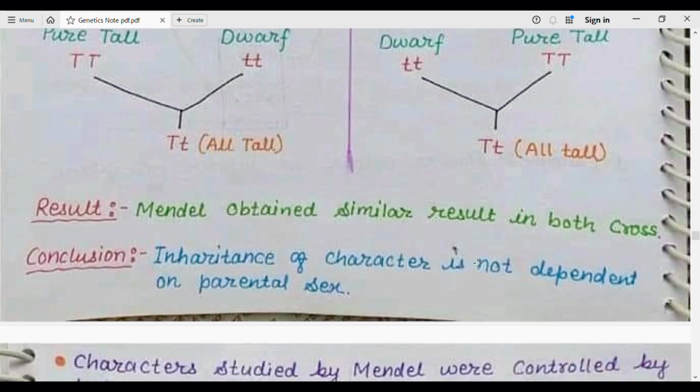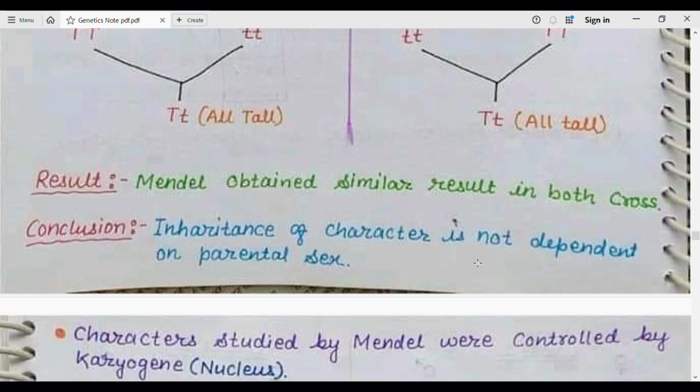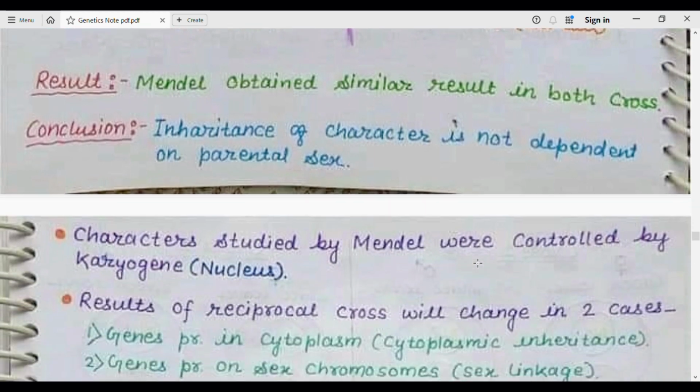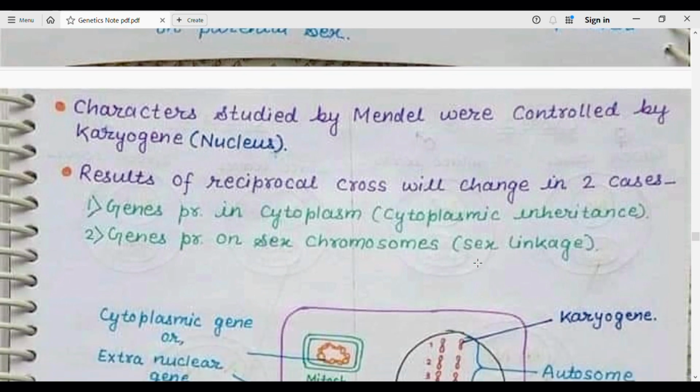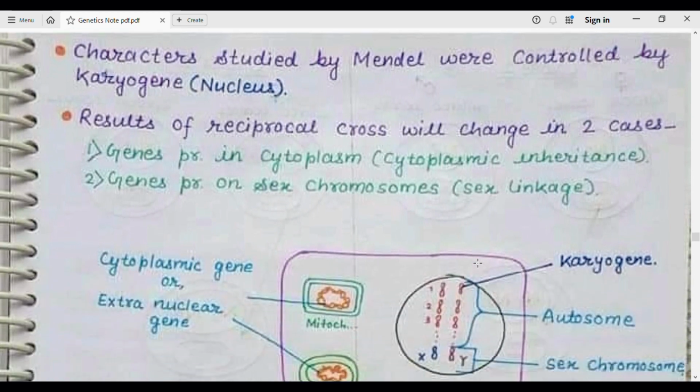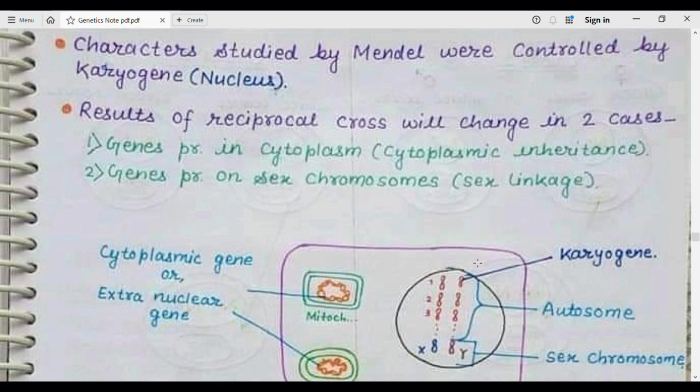So, the conclusion: inheritance of the character is not dependent on parental sex. The characters studied by Mendel were controlled by genes in the nucleus. The result of reciprocal crosses will change in two cases: if genes are present in the cytoplasm, which is known as cytoplasmic inheritance, or if the gene is present on a sex chromosome, which means sex linkage.